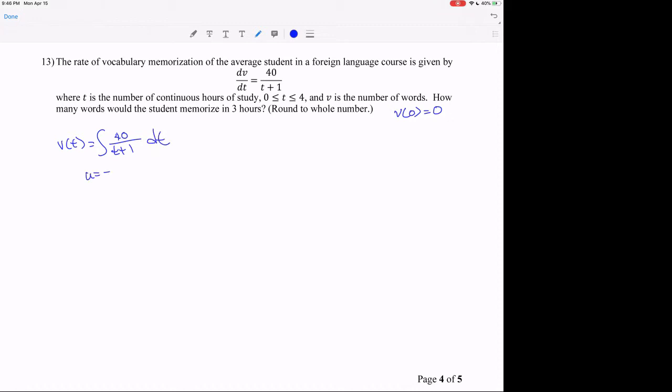So u equals t plus 1. So du equals 1 dt. So this is the integral of 40 over u du, which is 40 ln absolute value of u plus c. So v of t equals 40 ln absolute value of t plus 1. That should be an absolute value.